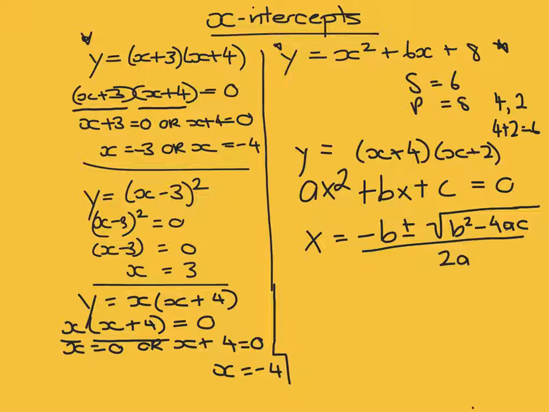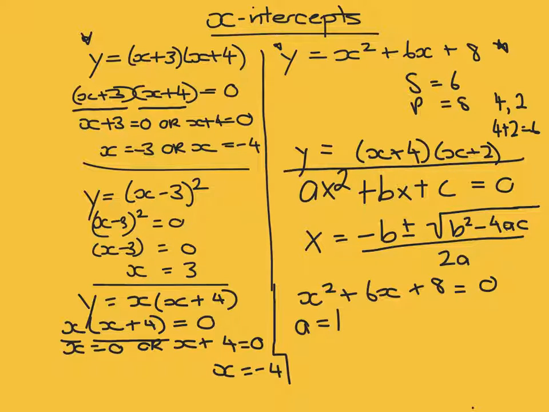Alright, so when we're finding x-intercepts, y equals 0. So let's have a look at our example. That means that x squared plus 6x plus 8 equals 0. Now in this case, what is our value of a, b and c? Well, a is the number in front of x squared. There's no number there, so that actually means 1. b is the number in front of x, so the number there is 6. And c is the constant that doesn't have a variable, so c is 8. So now that we've got that, we can substitute all of that into the formula.